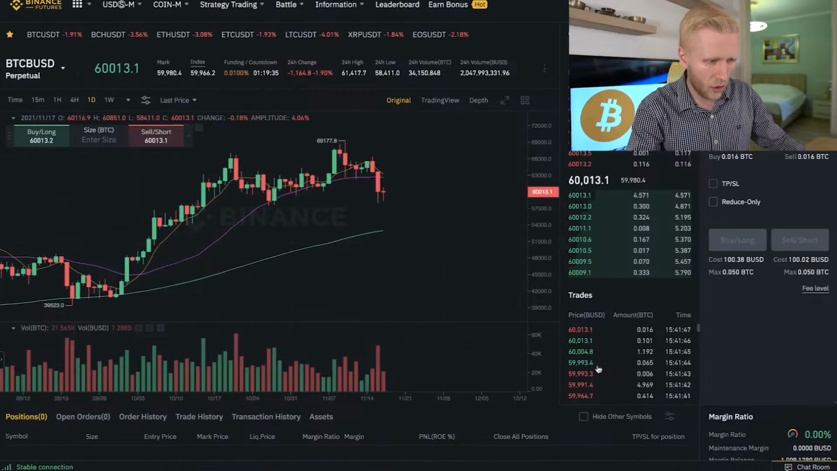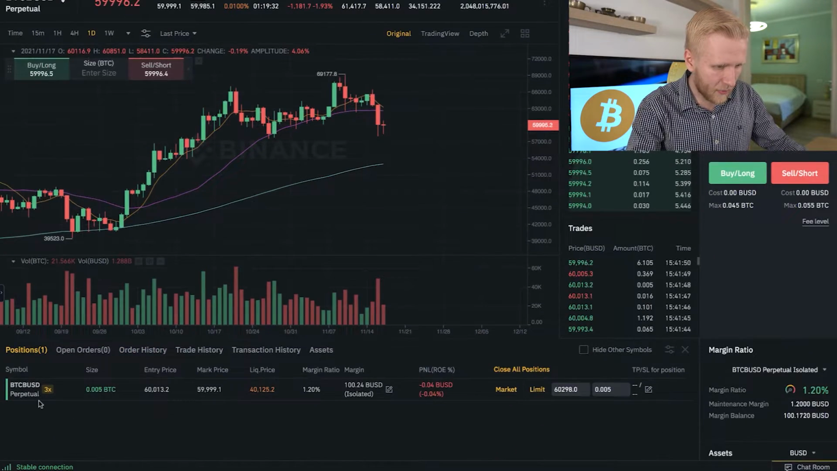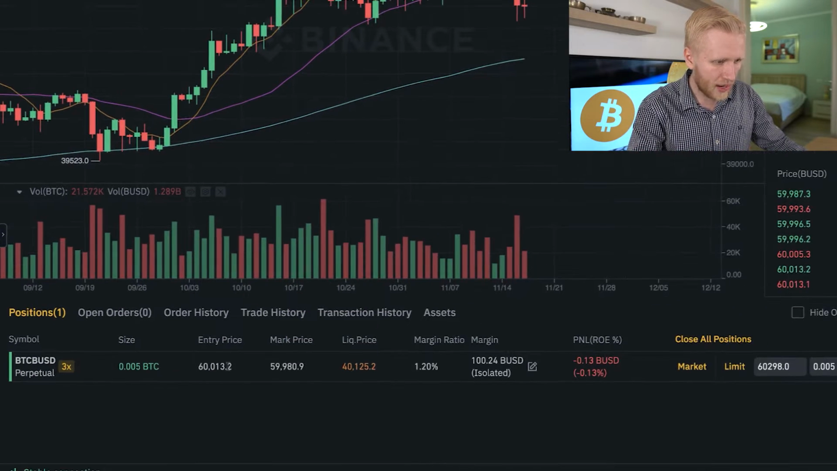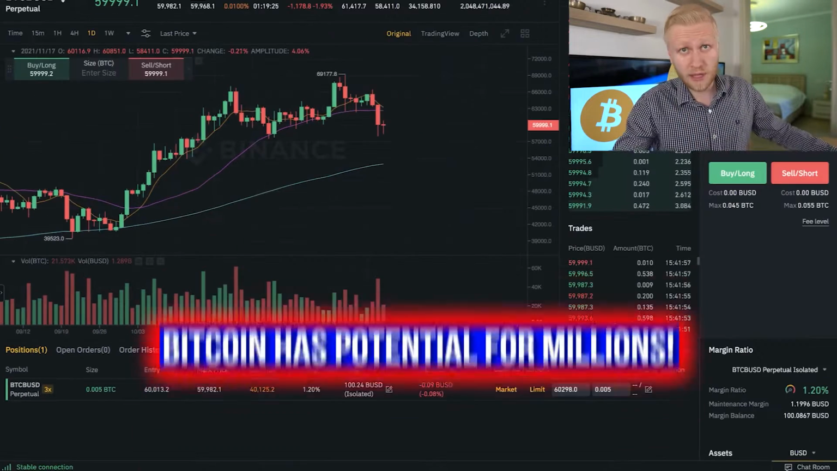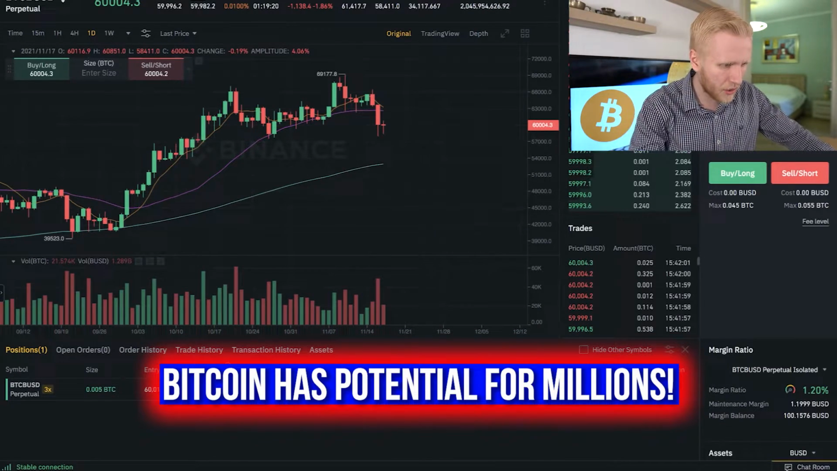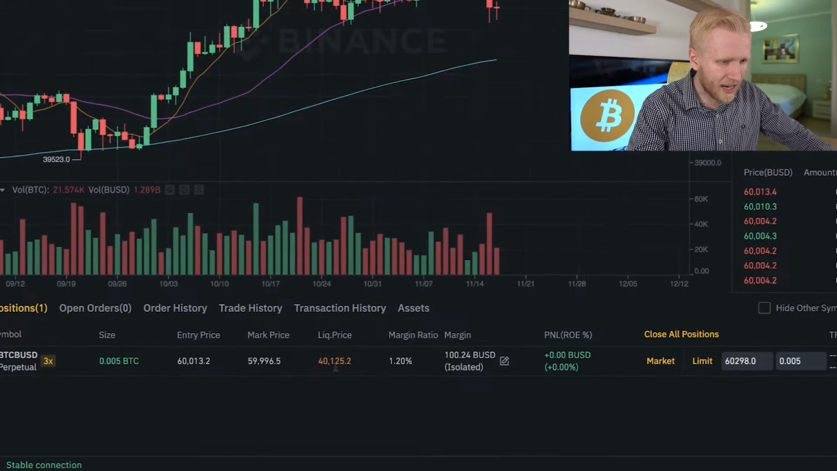I click here buy long, and you can see here now it would be right here on the bottom. Here is our position now. You can see the size, you can see the entry price was around 60,000. Bitcoin price is still cheap. If you are watching this in the future, it can be 500,000, 5 million or whatever. Here is the market price at the moment. Here is the liquidation price.